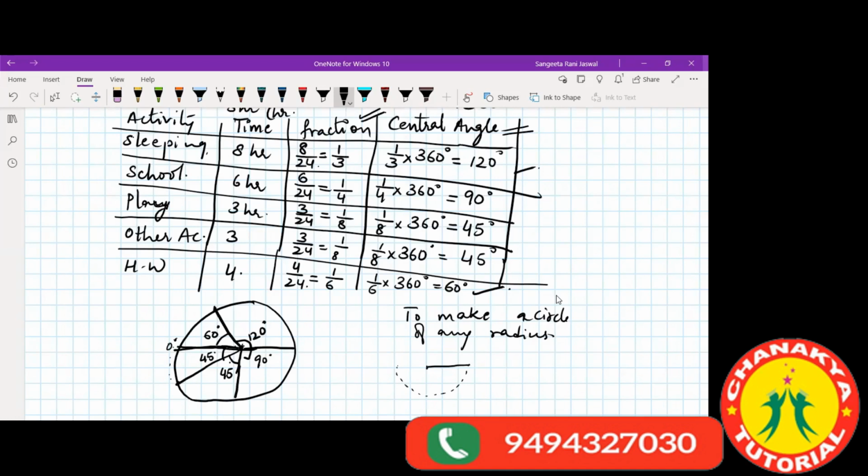First step is to find the fraction. The second step is to find the central angle. Right? How do we get the central angle? When we multiply the fraction by 360 degrees. Okay?